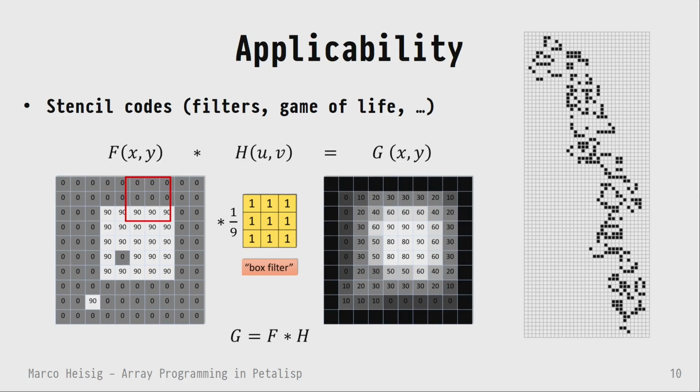So those kinds of patterns you can really express, because you turn each point of your mask into a separate lazy array, and then you just combine them with some function. Okay, so stencil codes definitely work.